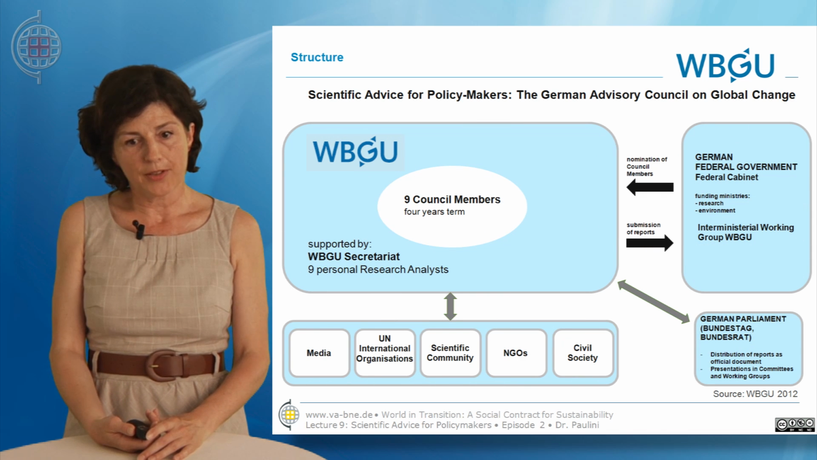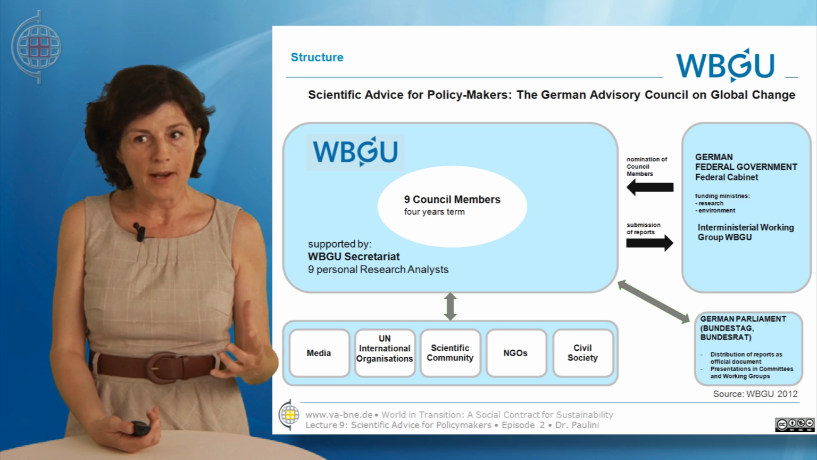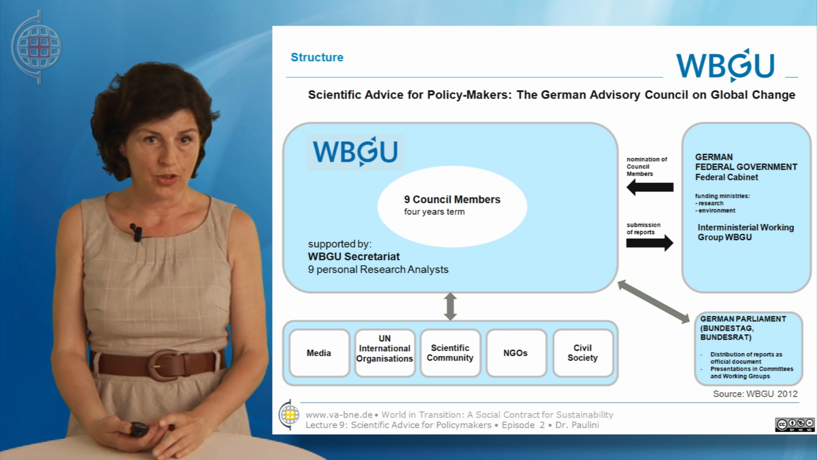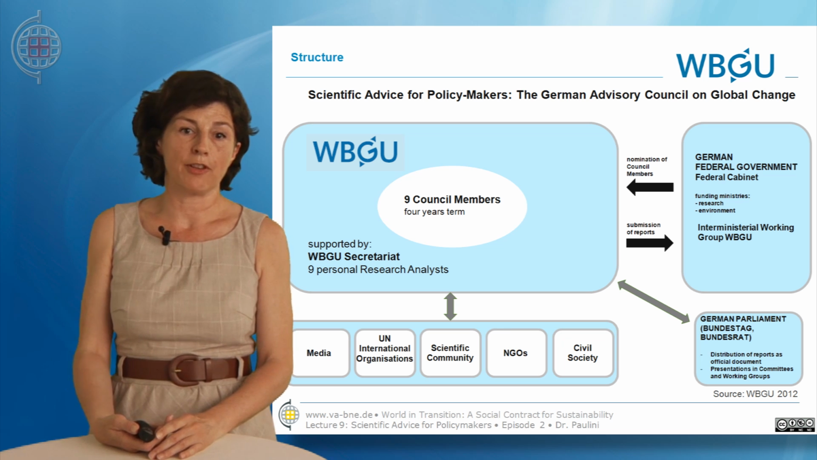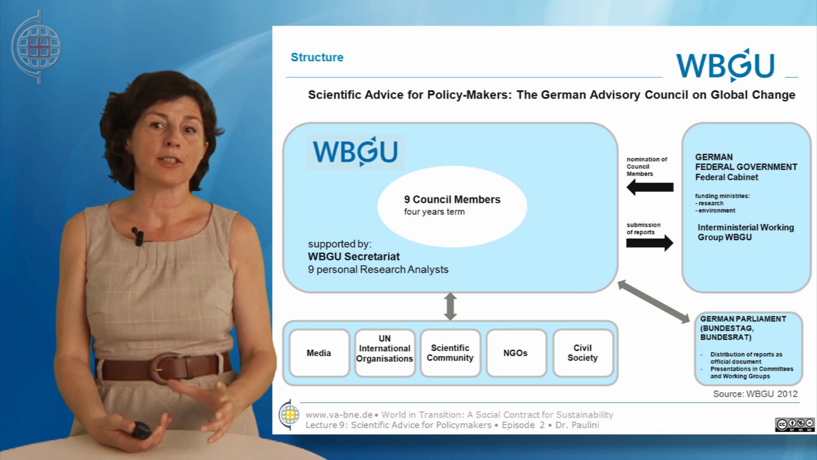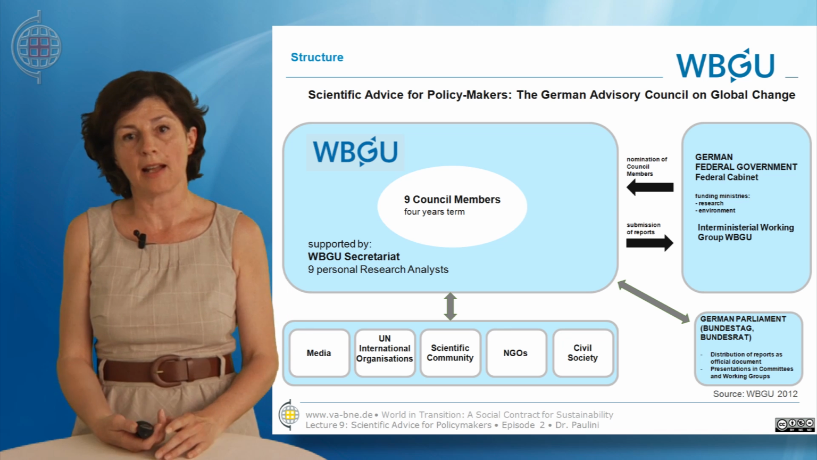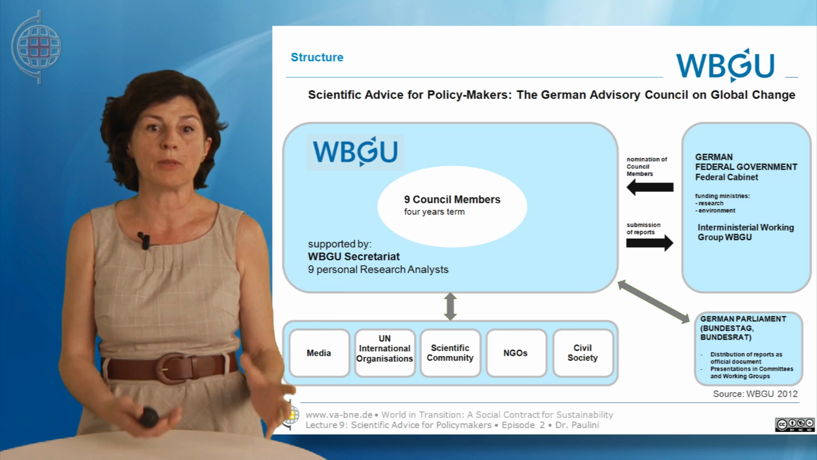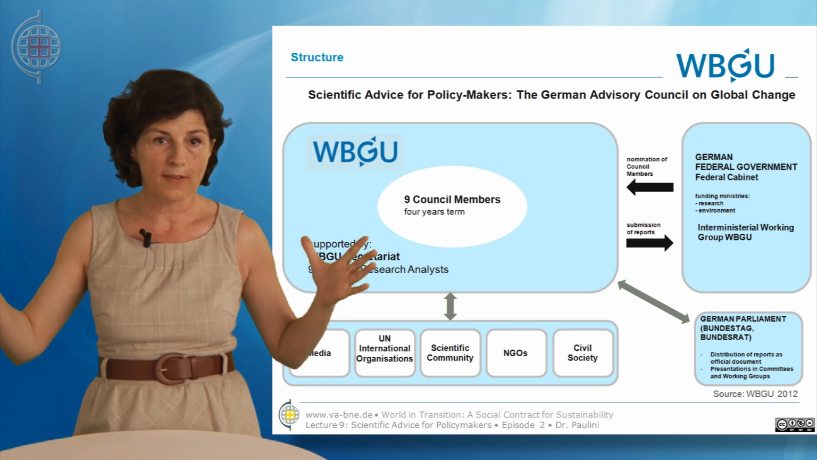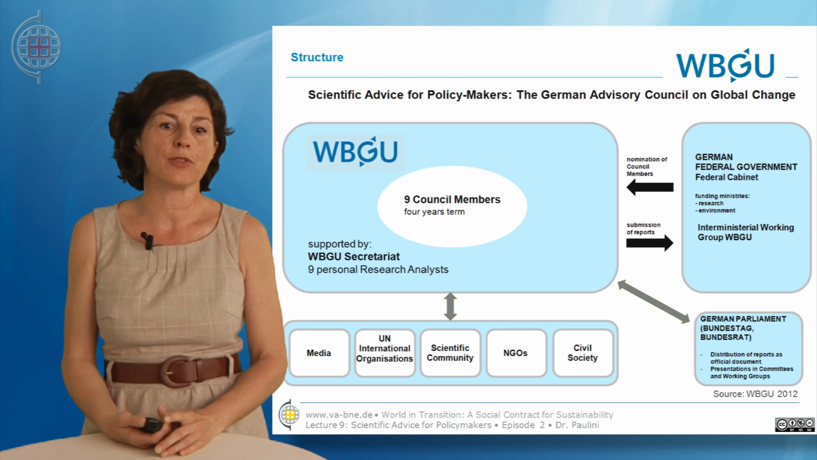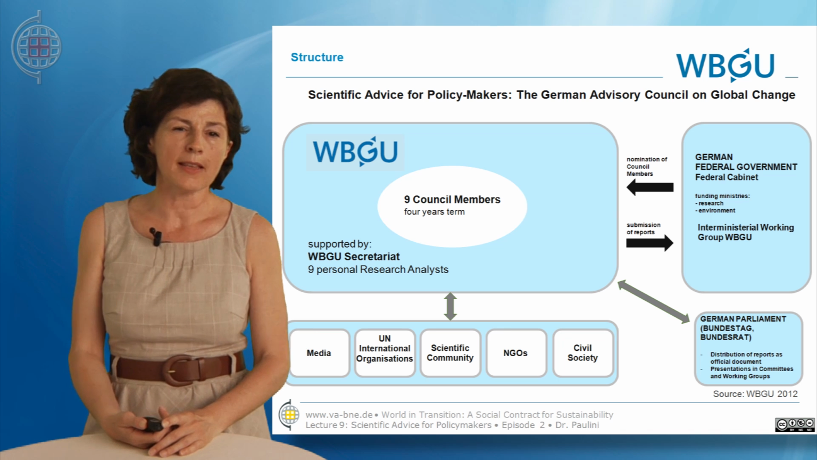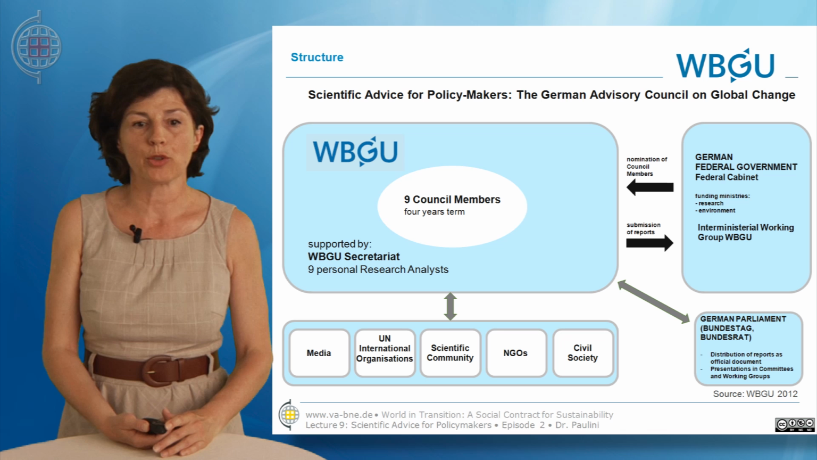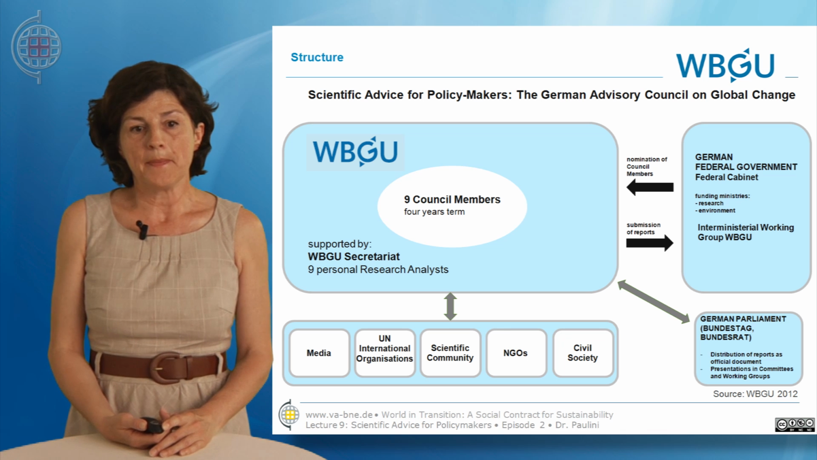Every 4 years, one group, where some members change, is nominated by the federal government. So in the center, basically, we have these 9 experts. As you saw, they come from many different disciplines to be able to deal with this breadth of different issues that the Wbgu is to work on.